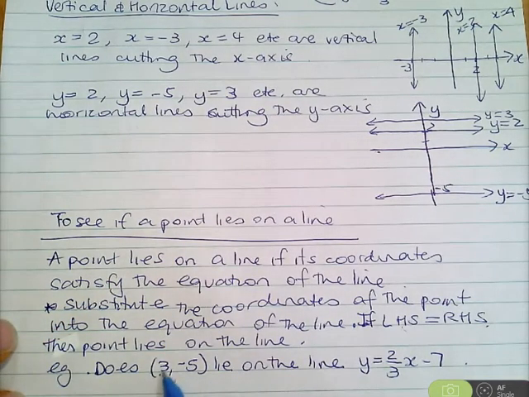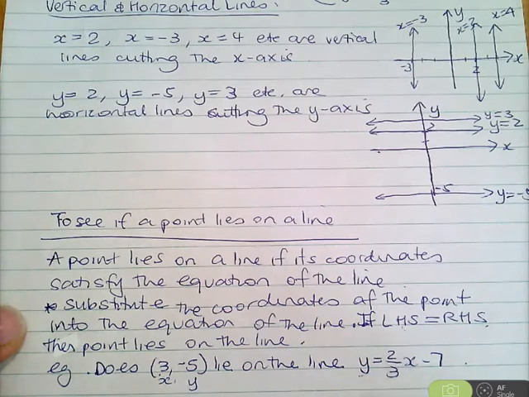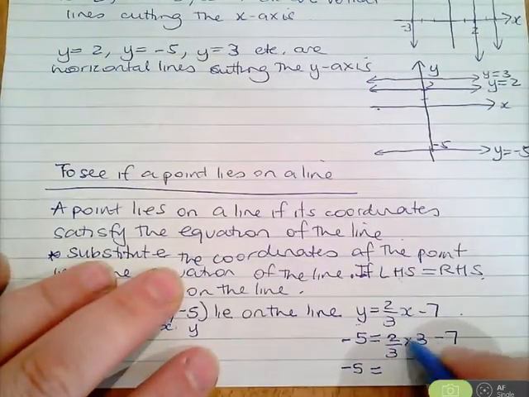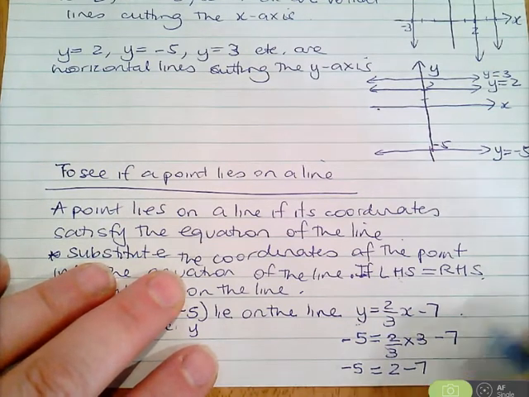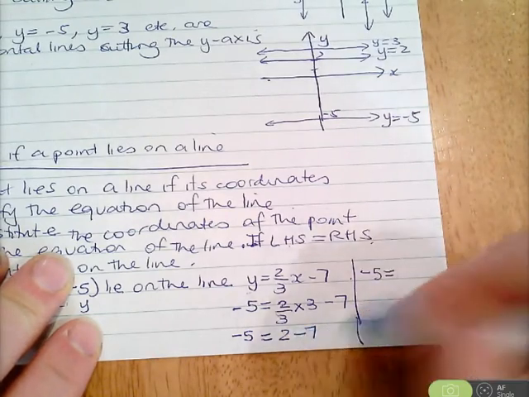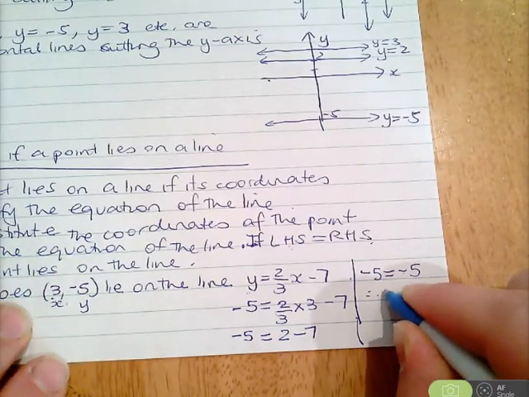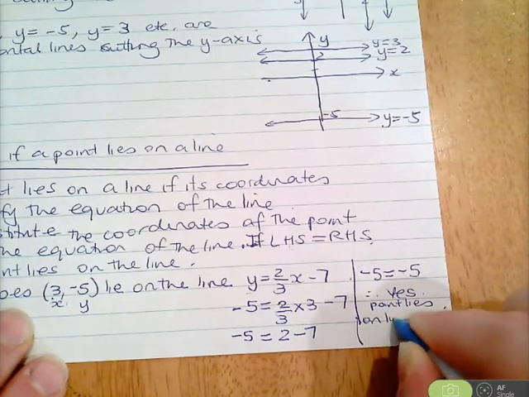First example here, does the point 3, negative 5 lie on that line? So here we would substitute x is 3 and y is negative 5. So let's do that now. If y is negative 5, we get negative 5 equals 2 over 3 times 3 minus 7. Working out this left-hand side, we just get negative 5. 2 over 3 times 3, the 3s cancel, or you can do 2 times 3 is 6 divided by 3 is 2, minus 7. Left-hand side is negative 5, right-hand side is 2 minus 7, which is negative 5. So therefore, left-hand side equals right-hand side. So therefore, yes, the point lies on the line.